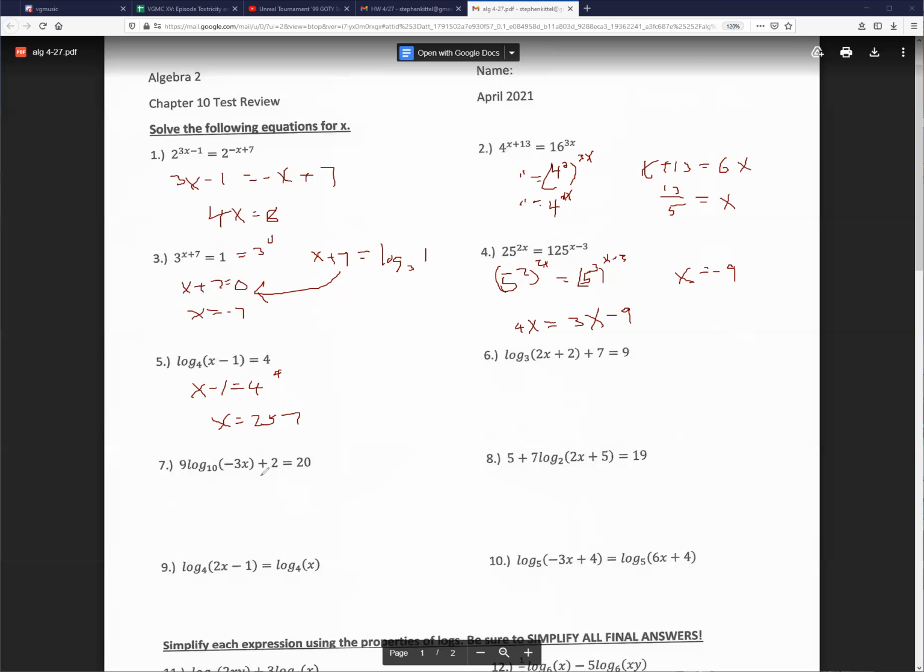9 log stuff. Well, first of all, let's get rid of the 2, get rid of the 9. So log -3x is equal to, we subtract 2, it's 18, divided by 9, it's 2. So now we will do 10 to the on both sides. -3x is equal to 10 squared, which is 100. And we'll divide by -3. X is equal to 100 over -3, or just -100 thirds, or -33.3 repeating.